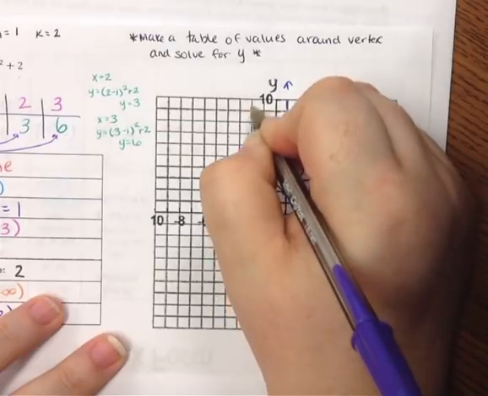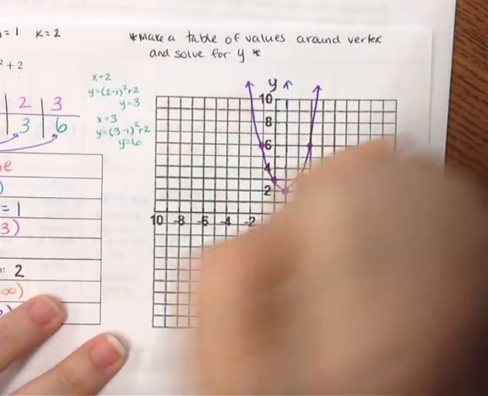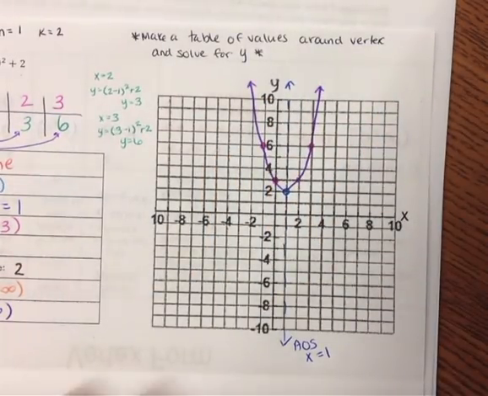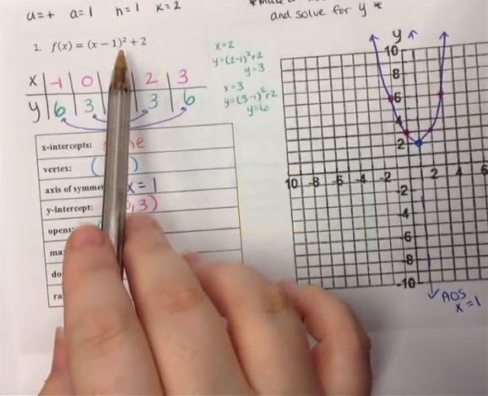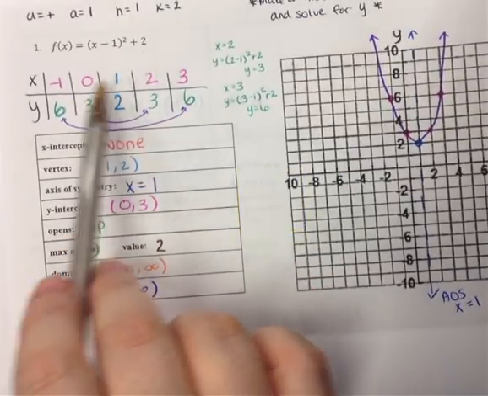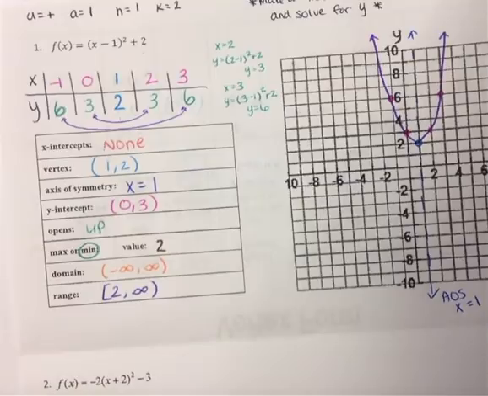I start from the vertex, and I make sure I try and make it as nice as possible. And that is our graph. Again, we only found one true coordinate from our function, and then we used the values to the left and right of our vertex to find the new coordinates.